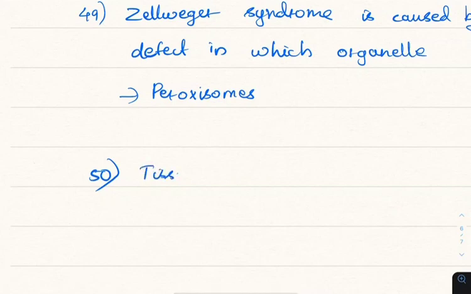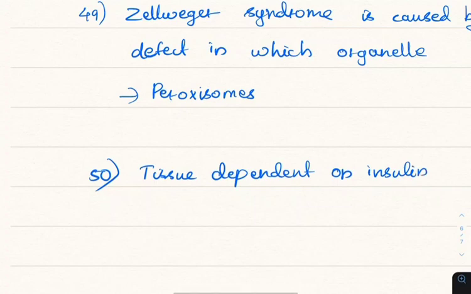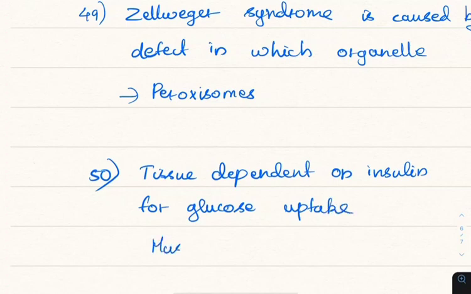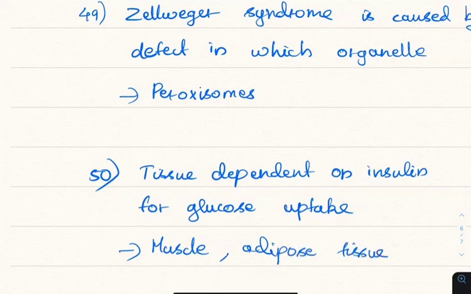tissues dependent on insulin. This is a multiple correct answer question, so we had to rule out the ones which were not there. Pancreas was an option, then placenta was an option, then muscle and adipose tissue. Those were the options. So the correct answer among them is muscle and adipose tissue. So this completes the first 50 set of questions.